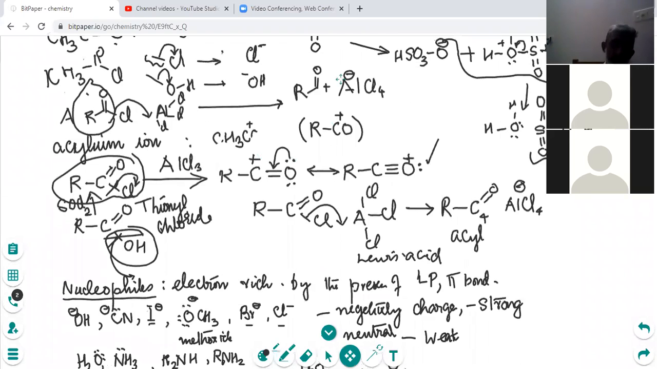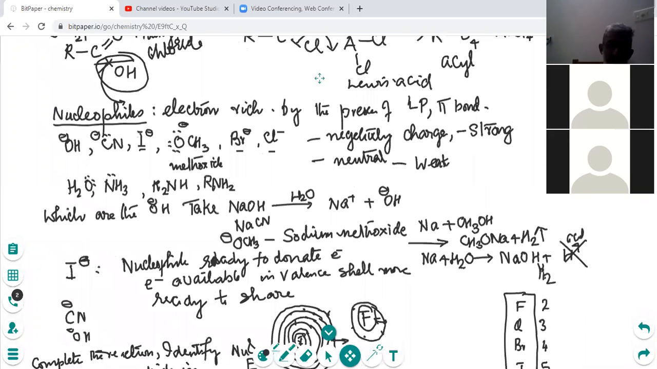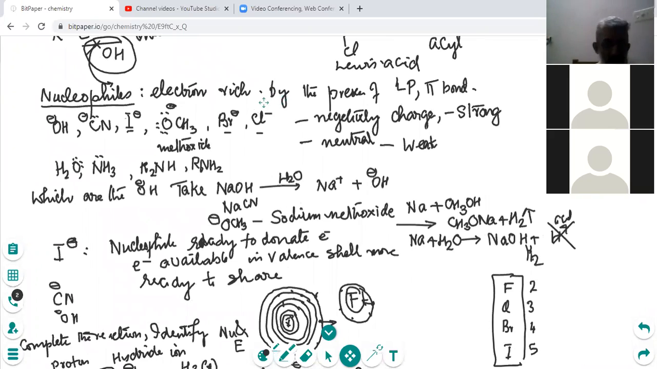Now let's look at what nucleophiles are. Nucleophiles are also reagents which you have to use in chemical reactions. Definition wise, nucleophiles are electron rich species due to the presence of lone pair of electrons, or maybe because of the pi bond.